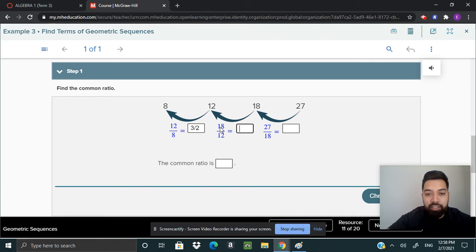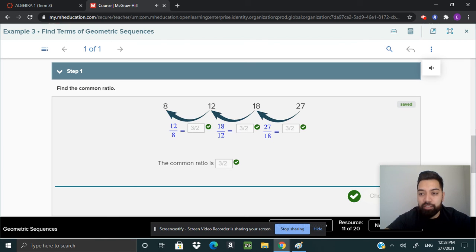Same thing here. 18 and 12, they can both be divided by 6. 18 divided by 6 is 3. And 12 divided by 6 is 2. So it looks like it's working. So far we have a common ratio between those two. We just got to double check the last one. Biggest number that goes into both of these would be 9. 27 divided by 9 is 3. 18 divided by 9 is 2. So all I did right now was reduce those fractions to show the common ratio is the same, 3 over 2. And so the common ratio is 3 over 2. Let's hope that checks in, and those are correct.